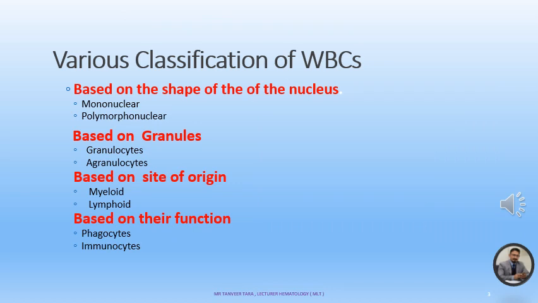So we can classify WBCs on the basis of shape, on the basis of granules, on the basis of site of origin, and on the basis of their function. When we classify WBCs on the basis of the shape of the nucleus, these leukocytes may be divided into mononuclear and polymorph nuclear white blood cells.